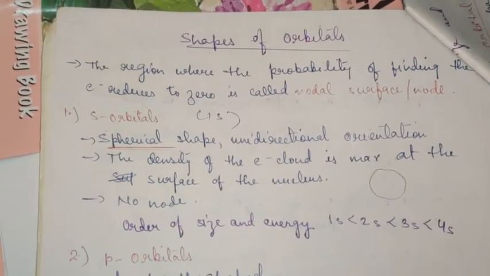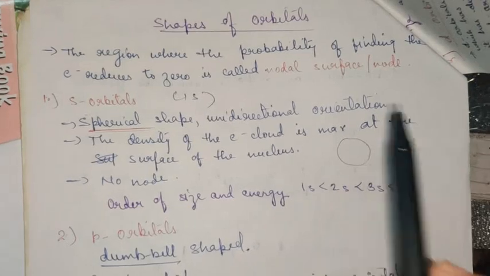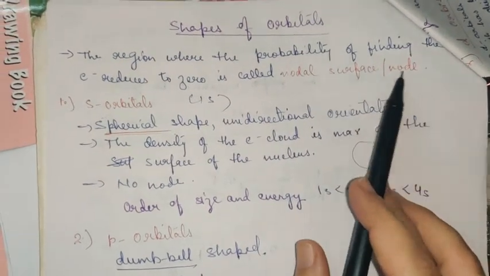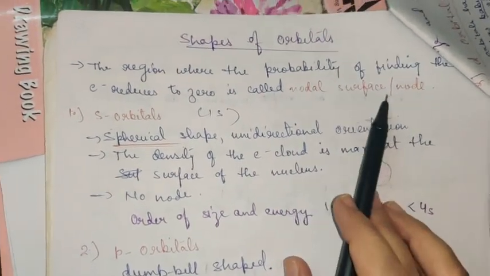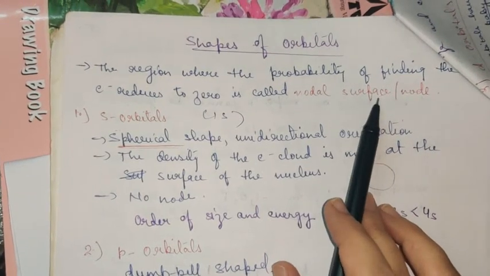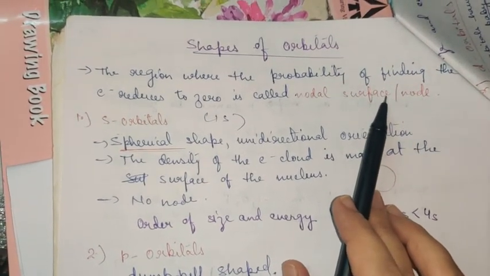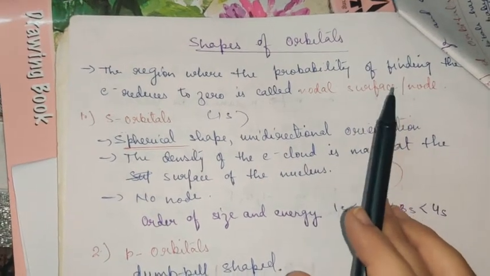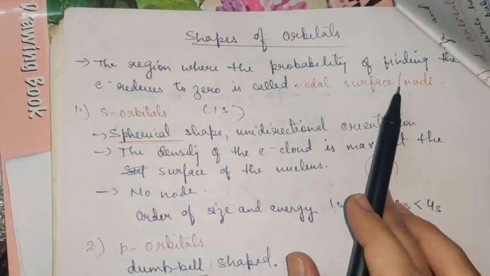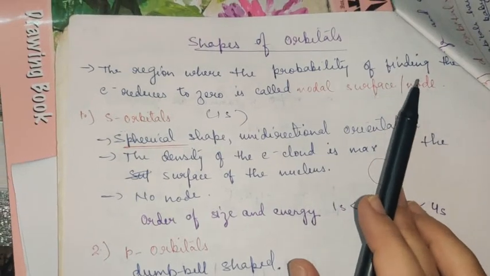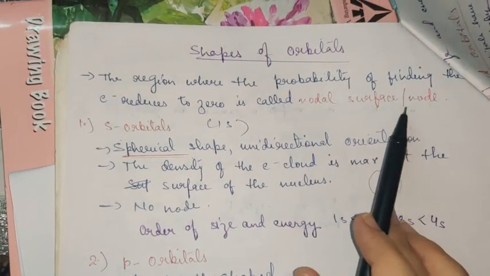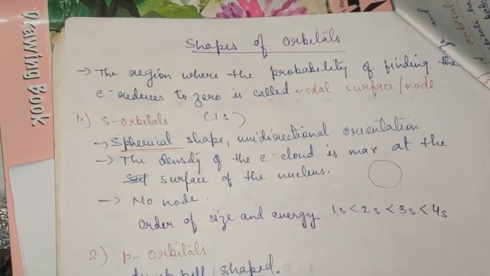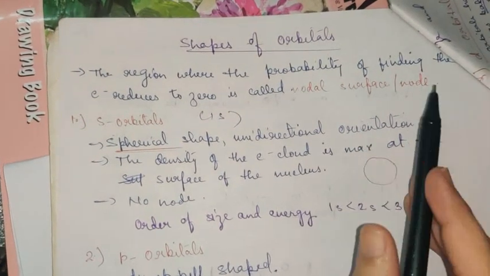First of all, there is a term known as nodal surface or node. What is the meaning of this term? It describes the region inside an atom and outside the nucleus where the probability of finding the electron reduces to 0. That is, it is almost nil. So this particular region is known as a node.